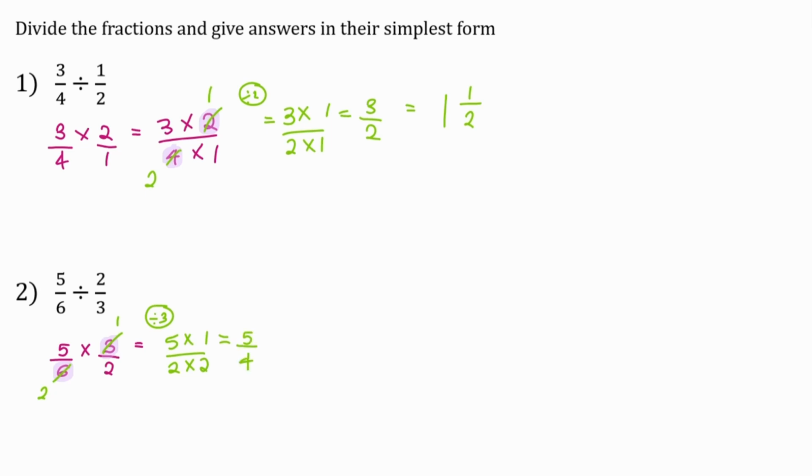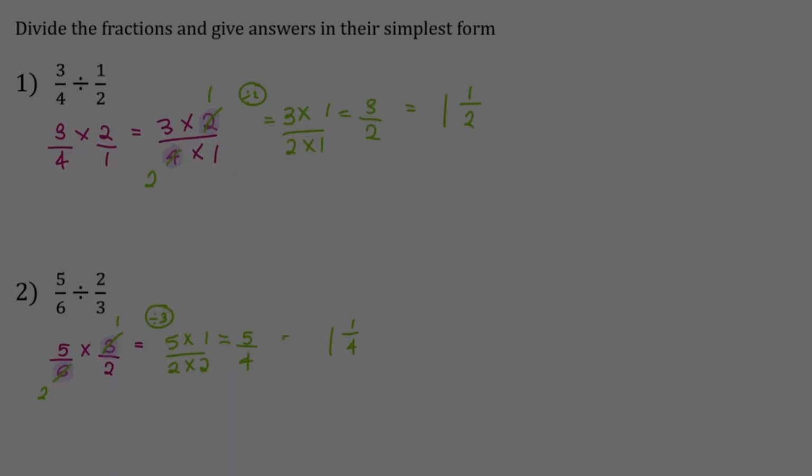Because this is a top-heavy fraction, it is an improper fraction, I can write this as a mixed number, which will be 1 and 1 over 4. If you do not know how to work with improper fractions and mixed fractions, I will put a link in the description box so you can check that video out.